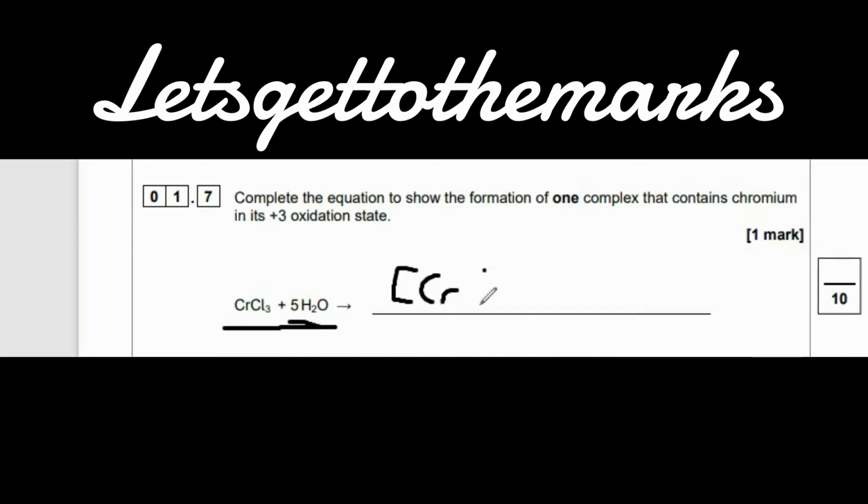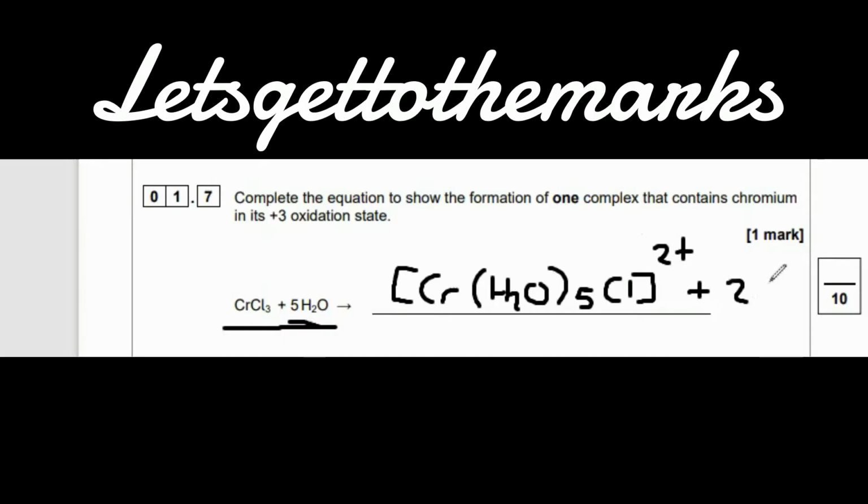Well, we know that chromium is going to be in a +3 state if I have 3 chlorines about it, and that's because the chloride ions are each in a -1 state. So we're just going to write Cr, H2O in brackets 5, Cl inside the brackets, and then it's overall got a 2+ charge. Just like that.